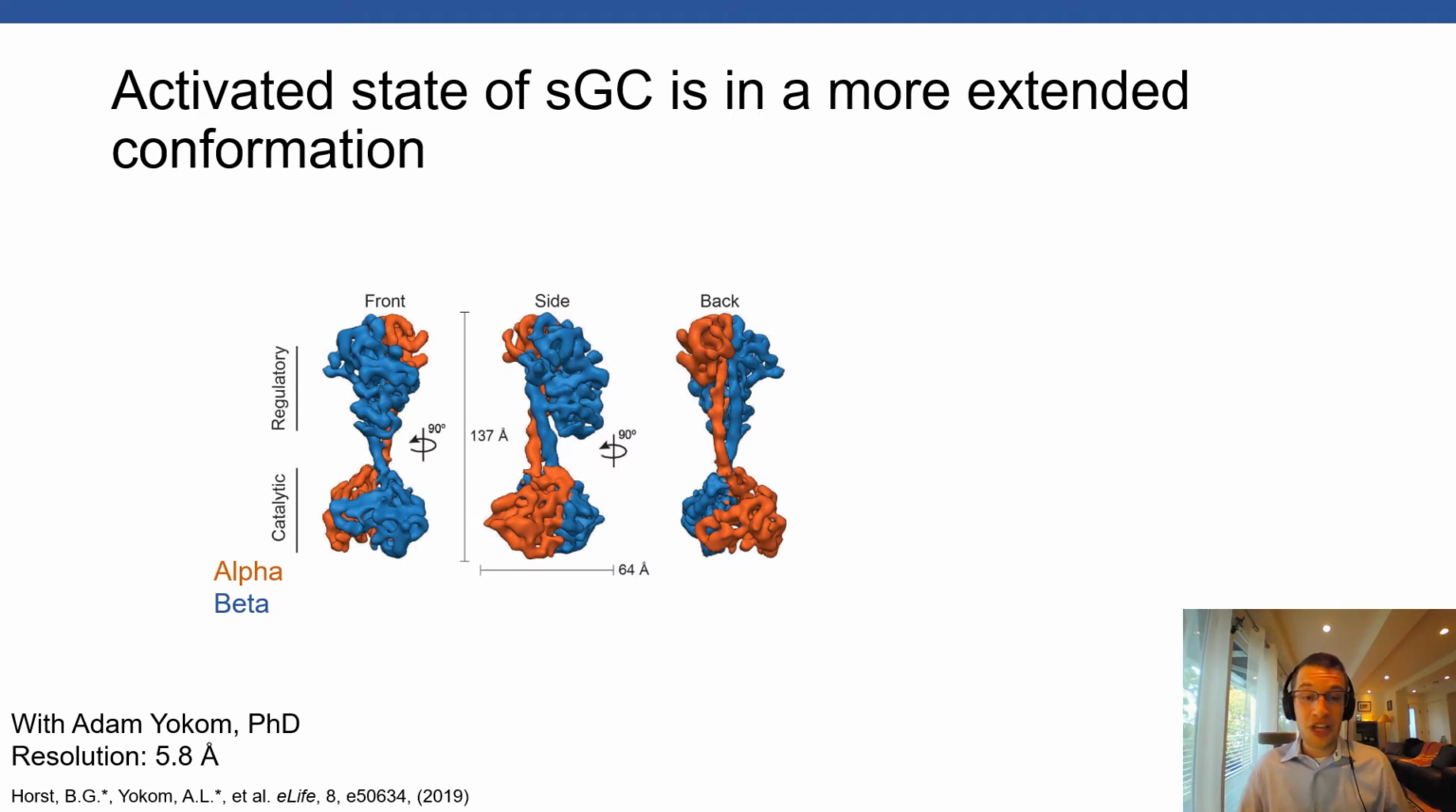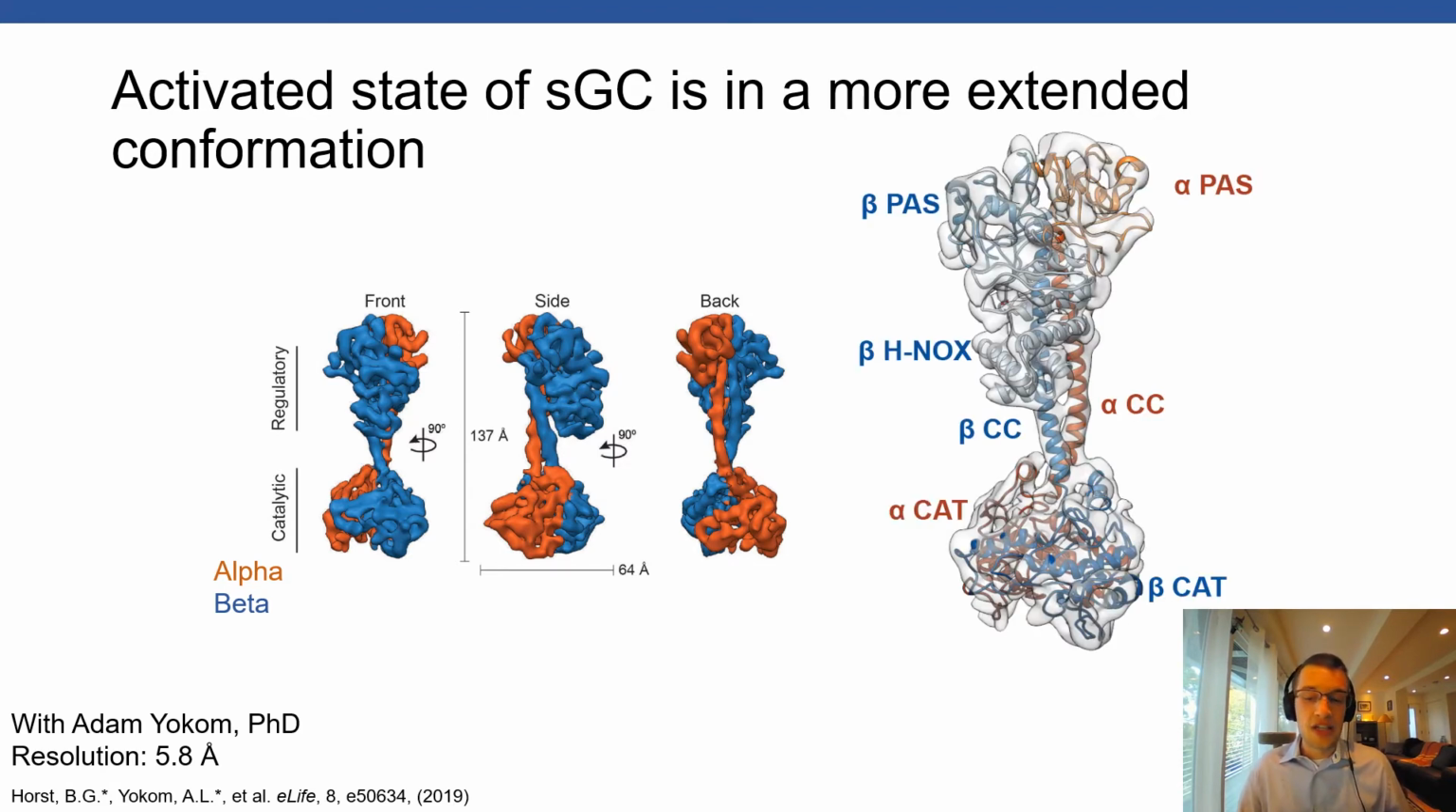Excitingly, we were also able to resolve a map of active SGC. So this is at 5.8 angstroms. We were able to fit 7 of the 8 subdomains into this map. We were not able to resolve the alpha HNOx domain.